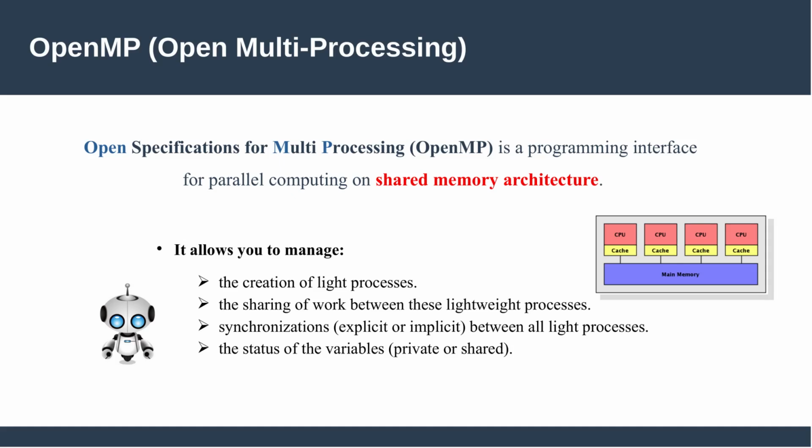OpenMP enables efficient management of lightweight processes, facilitating work distribution and synchronization. It handles variable status, whether private or shared, within a shared memory architecture. This programming interface is crucial for parallel computing, optimizing performance by leveraging multiple processors effectively.